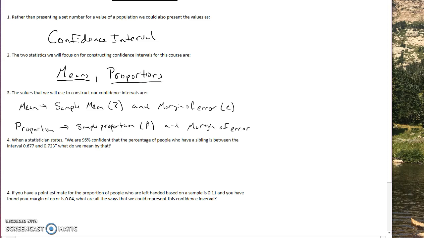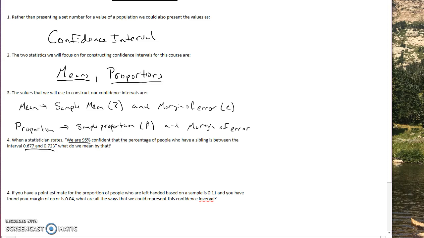Okay, the next one says, when a statistician states we are 95% confident that the percentage of people who have a sibling is between 0.677 and 0.723, what do they mean by that? This is going to be one of the tougher things that we're going to need to be able to wrap our heads around. What we're saying is if we repeat this process over and over and over again, 95% of the time, we will have the true proportion of people having siblings somewhere in this confidence interval.